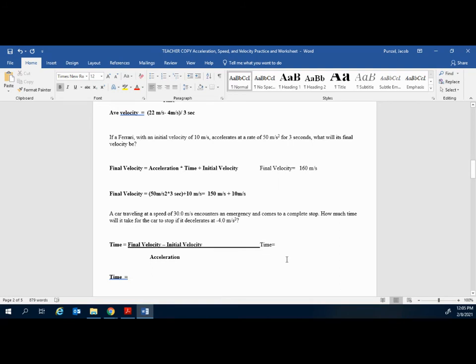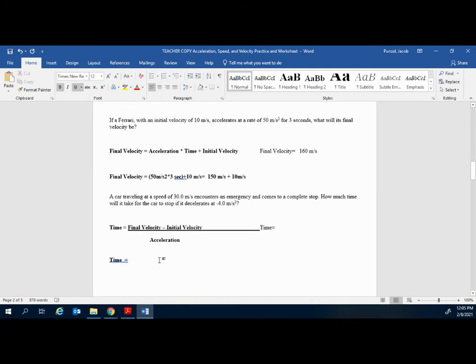And then this example would be what happens if we are slowing down or decelerating. So we're going to take our final velocity, which in this scenario is going to be 0. So we have 0 meters per second, because if you read the problem here, it says come to a complete stop. So 0 meters per second minus 30 meters per second, because that's how fast we were going initially. And then we are going to divide this by the acceleration.